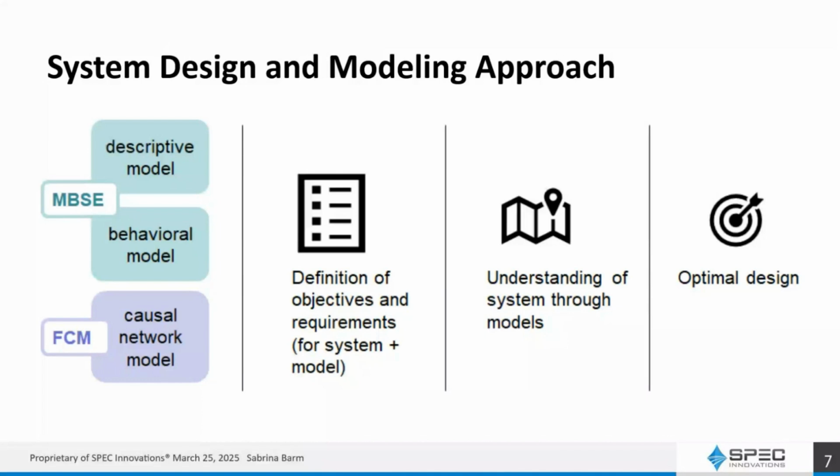Since when developing a system model, we need to define not only what our system needs to do and what requirements we have for the system, we also need to define what our model needs to do, what questions our model needs to answer. And combining all that, we can gain the understanding of our system through our models and at last reach an optimal system design.